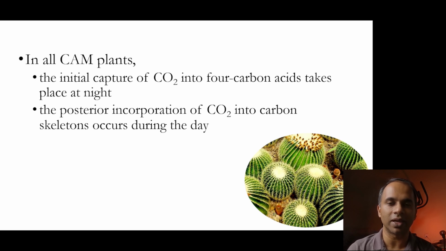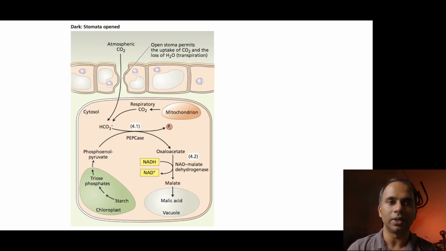If you look at a schematic diagram, as you can see here, during the dark they have the stomata open. And this open stomata basically permits the uptake of carbon dioxide into the plant, and then it will dissolve into carboxylic acid. PEP carboxylase is going to convert it into oxaloacetate, and then oxaloacetate will be converted into malate with the help of NAD malate dehydrogenase enzyme. This process needs NADH as an input, and then it is stored as malic acid inside the vacuole.